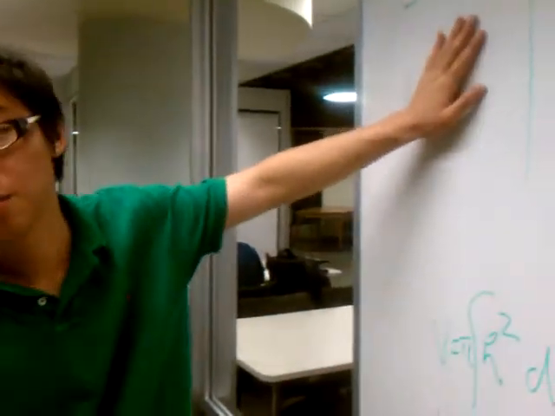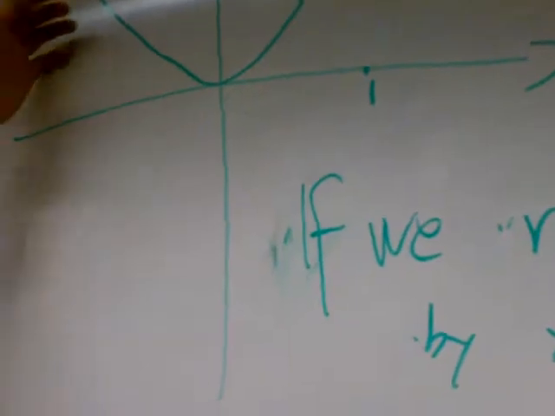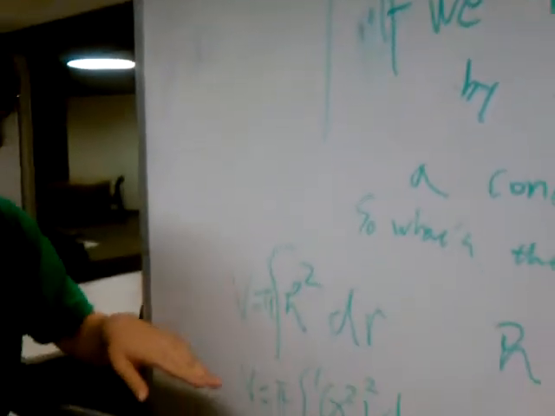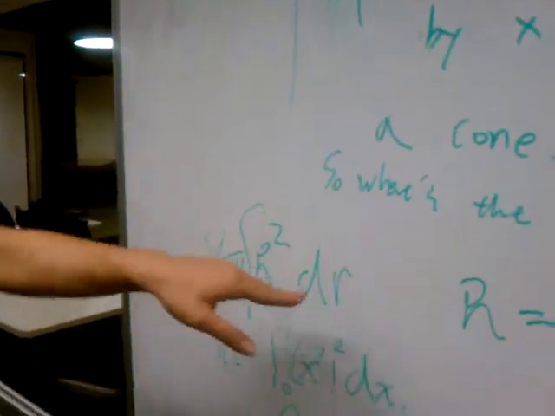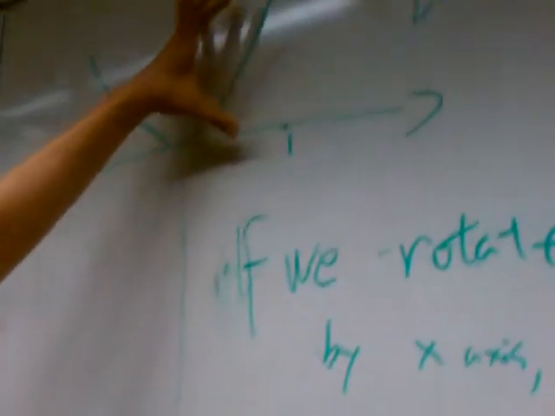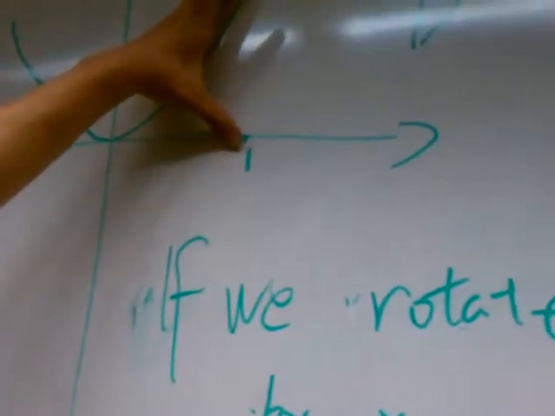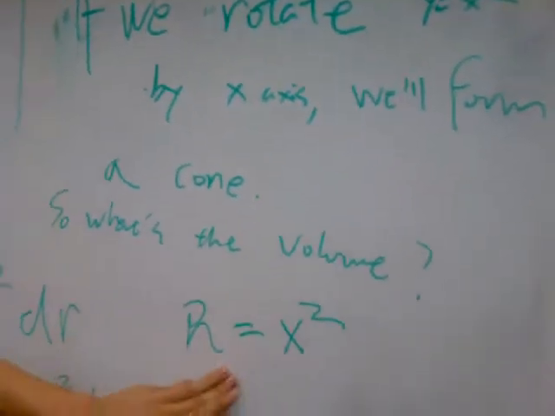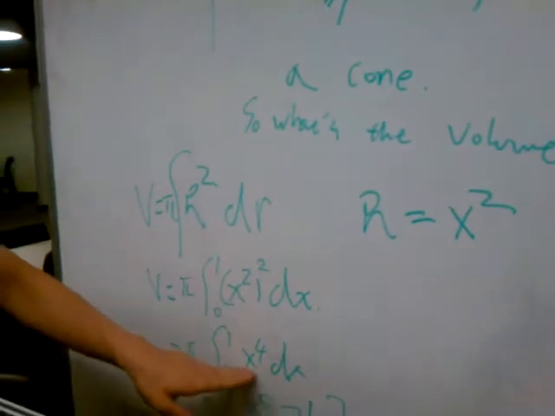Okay, let me talk about something about this method. If we have a function y equals x squared, let's rotate the function about the x-axis. We will form a column like this. And so what is the volume? We are going to use the disk method, pi r squared dx. In this case, the radius is the function's value, x squared. So we substitute x squared into r here, and we get x to the 4th here.